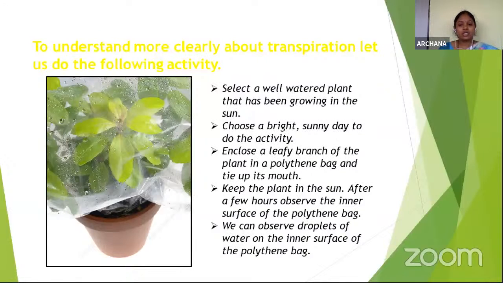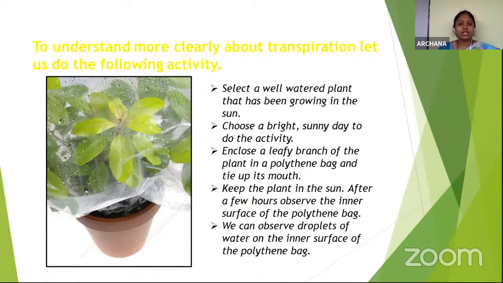After a few hours, observe the inner surface of the polythene bag. We can observe droplets of water on the inner surface of the polythene bag. See, children, here also in this picture you can see small water droplets on the inner surface of the polythene bag. Now, where have these droplets come from? These droplets are the result of transpiration done by the plant.